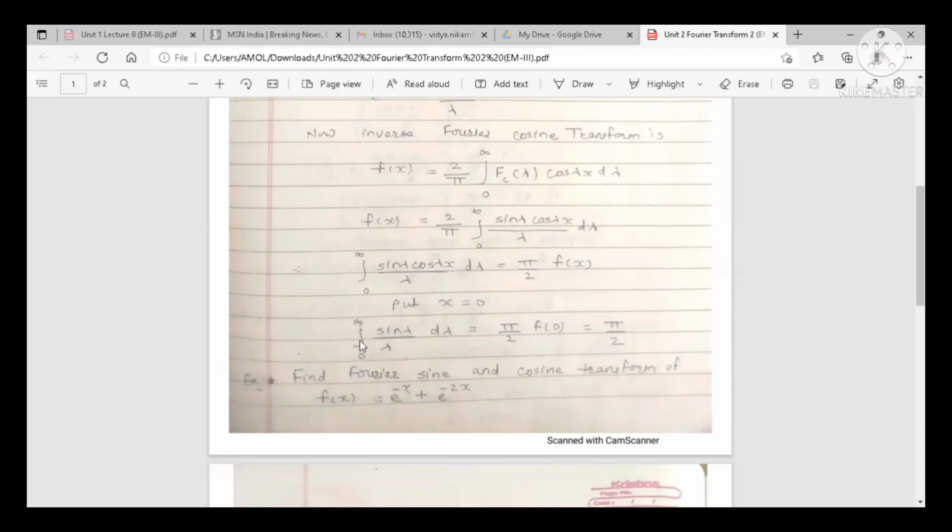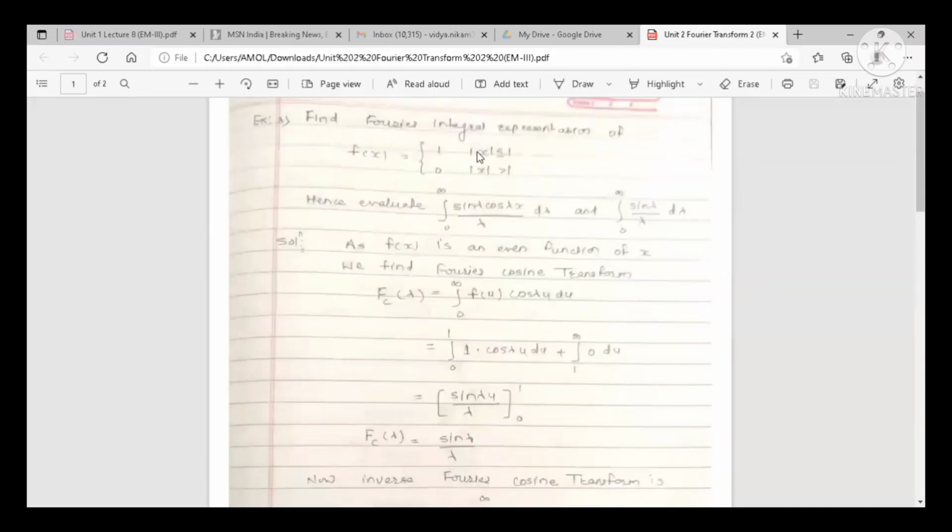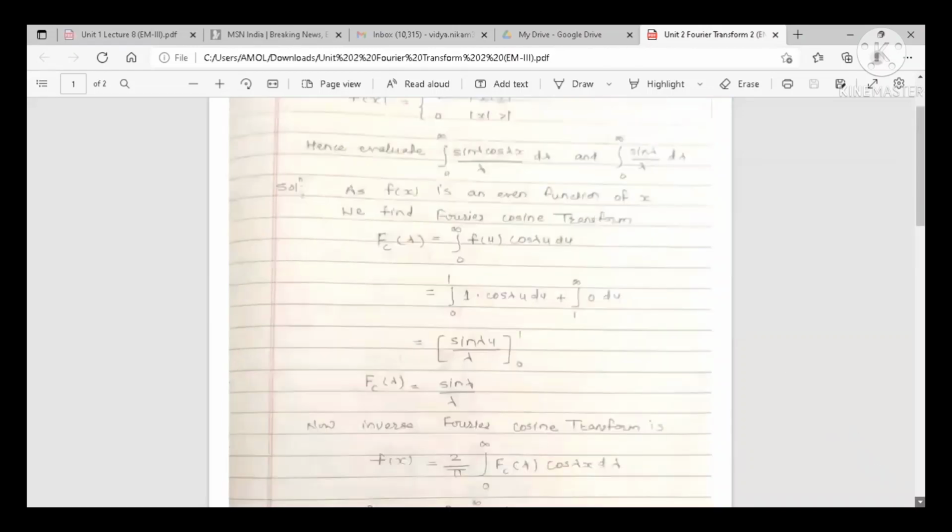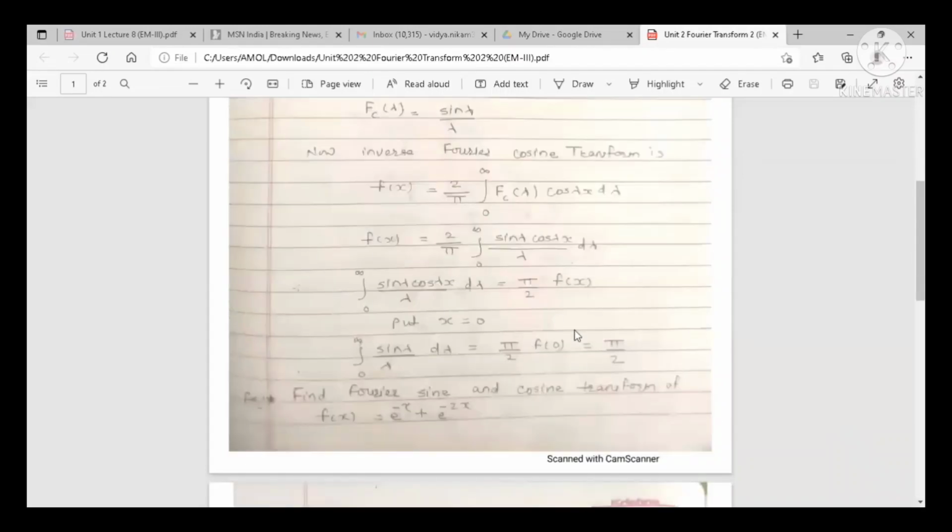So the integration of 0 to infinity sin λ upon λ dλ is equal to π by 2 into f(0). Now, what is f(0)? When x is equal to 0, the function is defined in two intervals: when x is less than or equal to 1, and 0 is less than or equal to 1, so the function value is 1 here. In this integration, the value is π by 2 into f(x). Now the function value when x is 0 is 1. This 1 into π by 2 means the final answer is π by 2.